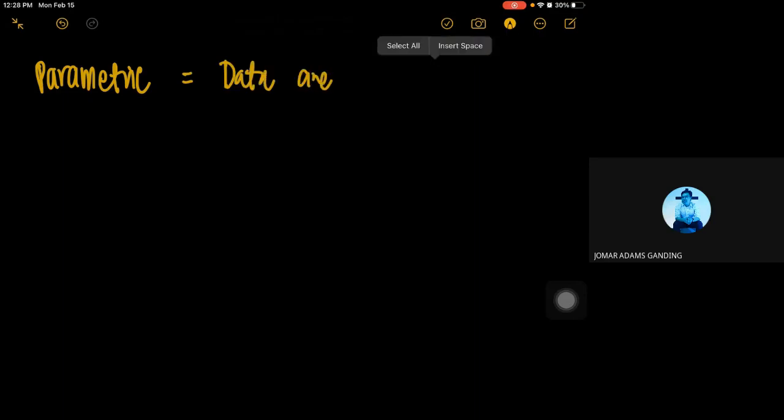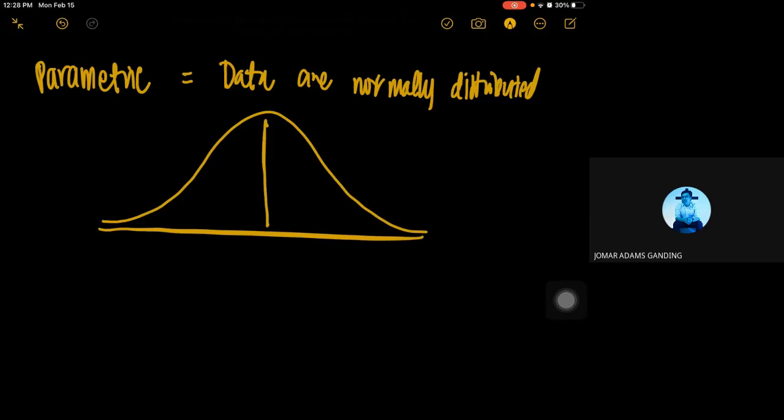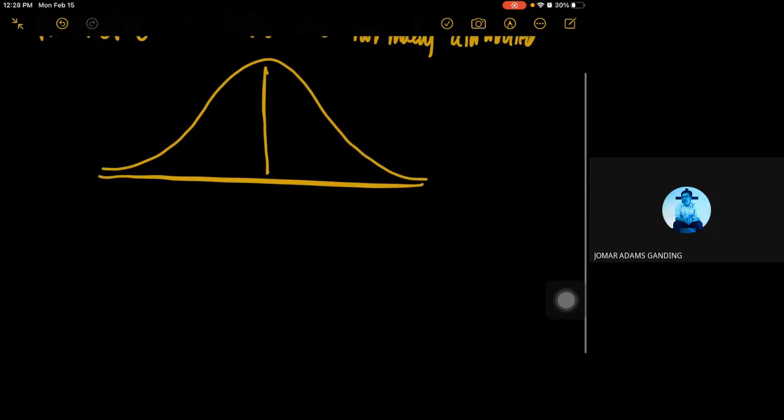Again, when do we use the parametric? If the data are normally distributed. And how does a normal distribution look like? It looks like this. Even if the drawing is ugly, this is a normal distribution, correct? And what is the formula for that? It is x bar, the mean, plus minus 1.96 times your SD. You would simply multiply it.